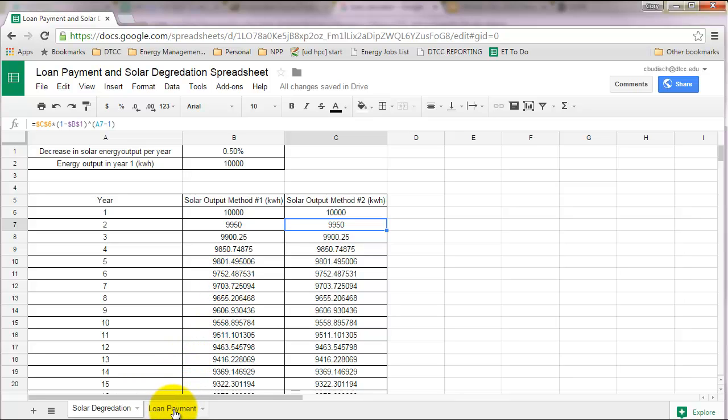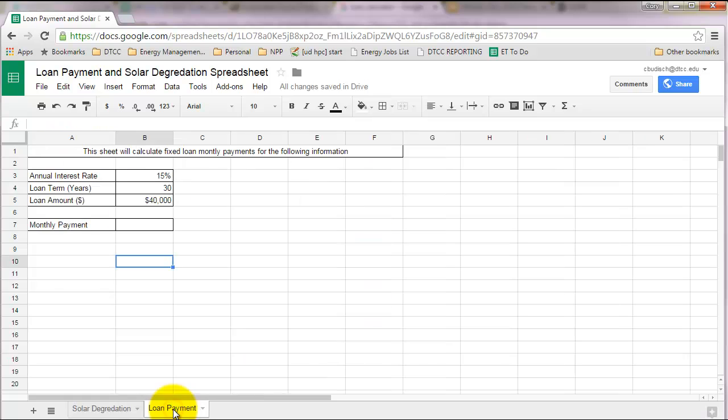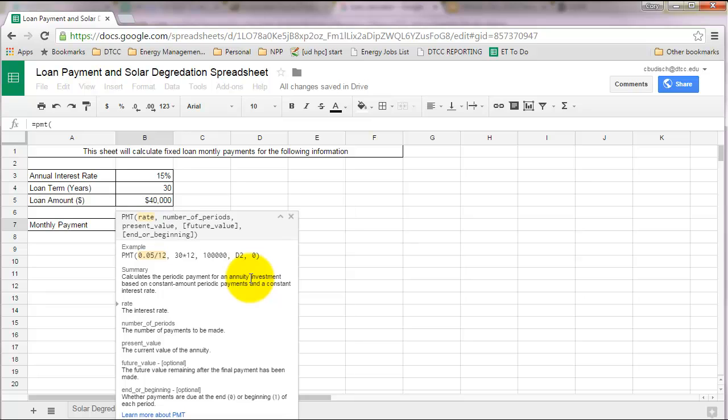Now let's go ahead to the loan payment. There are some formulas out there that you can use to calculate a loan payment by yourself and put in a complicated formula here. But Excel actually has a function called PMT, or the payment function. I'm using Google Sheets right now, and Google Sheets has this too. What's nice is Google Sheets gives you what the different terms are here. So the first term is the rate.